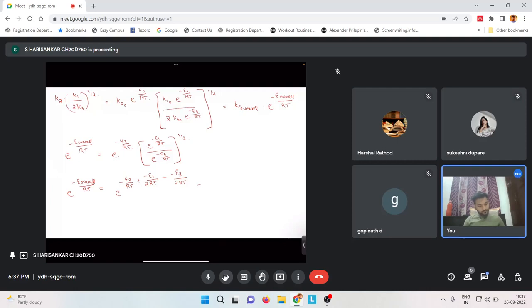This will be e raised to minus. Now what we can do is apply the values as well. They have given that E1 is equal to 320, E2 is equal to 40, and E3 is equal to 0. So we can substitute these values here. So e raised to minus 320.